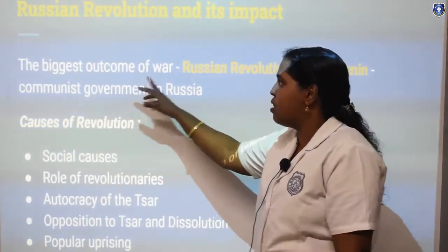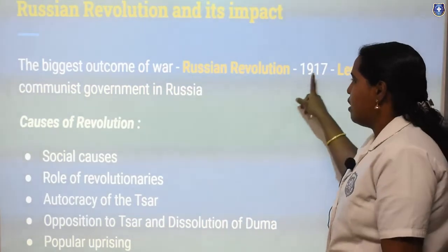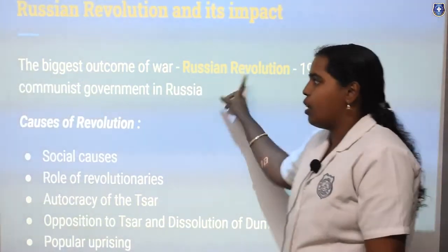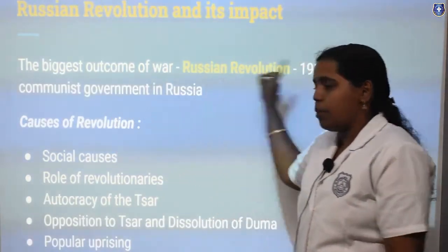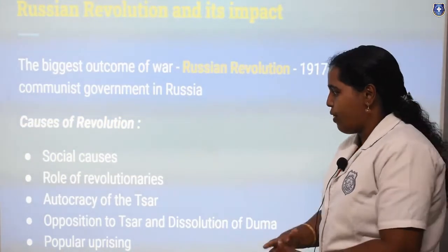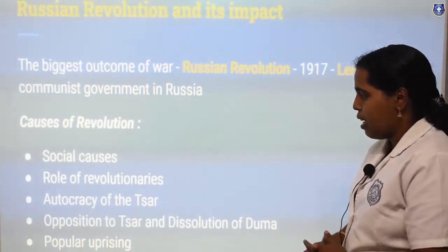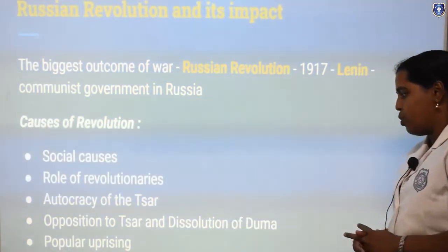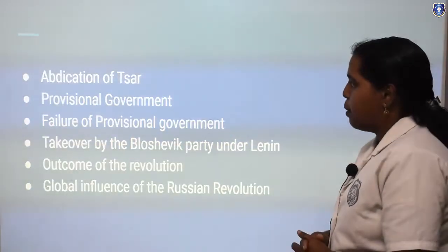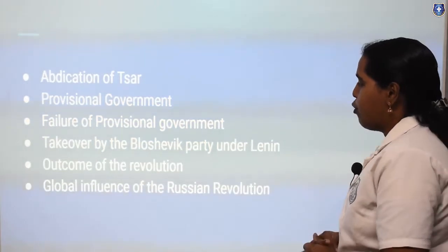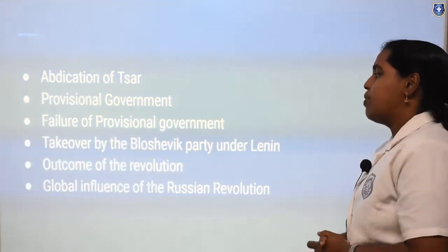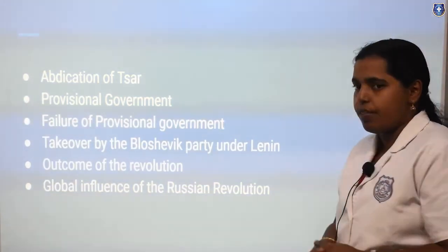The first one is the biggest outcome of the war, the Russian Revolution, that took place in 1917, and the leader was Lenin. He established the communist government in Russia. Now the topics are social causes, role of revolutionaries, autocracy of the Tsar, opposition to the Tsar and dissolution of the Duma, popular uprising, abdication of the Tsar, provisional government, failure of the provisional government, takeover by the Bolshevik party under Lenin, outcome of the revolution, and global influence of the Russian Revolution.